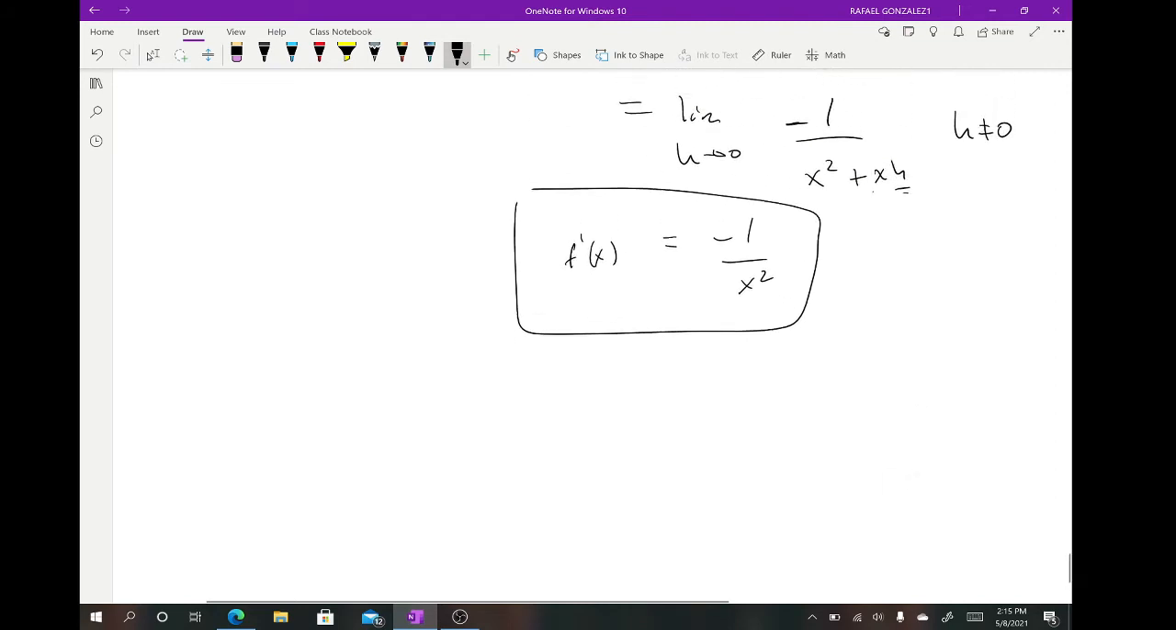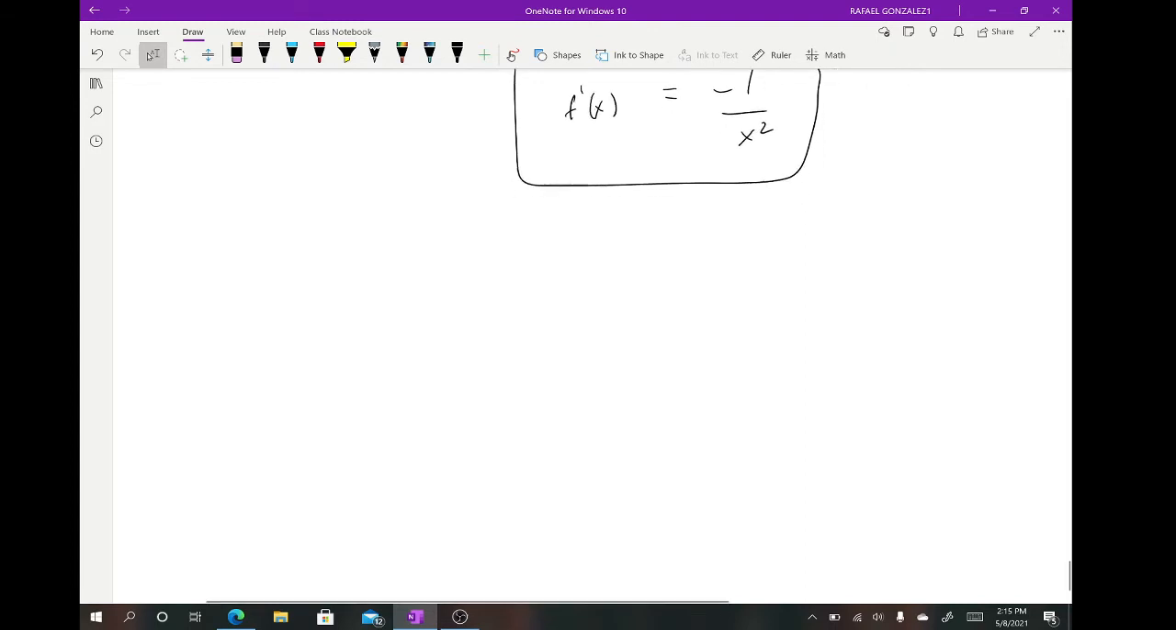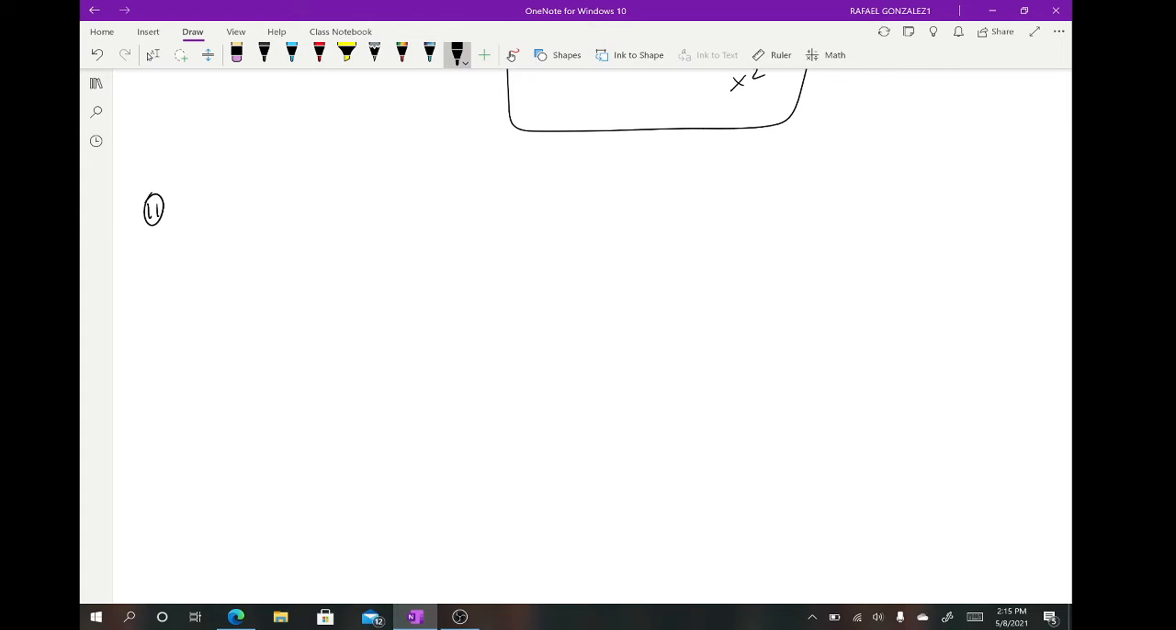All right, so that's using the limit definition of the derivative to solve the particular problem. All right, so now we get into the more interesting problems.